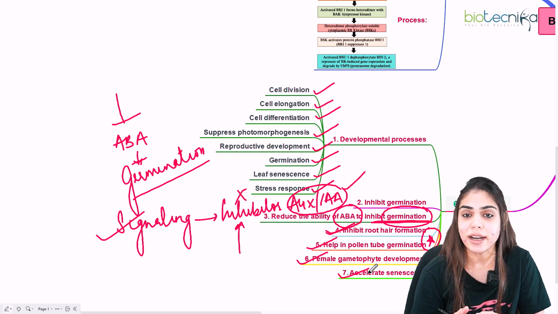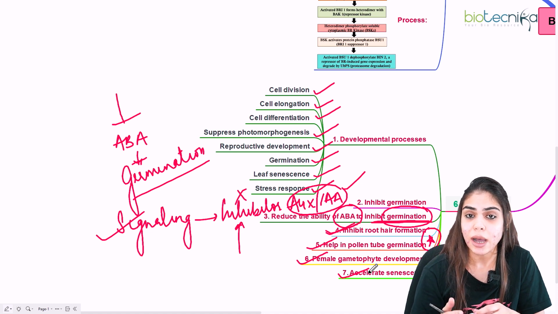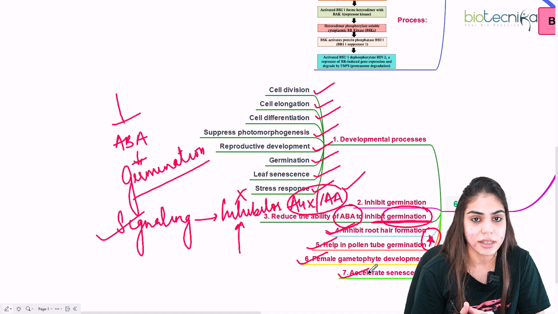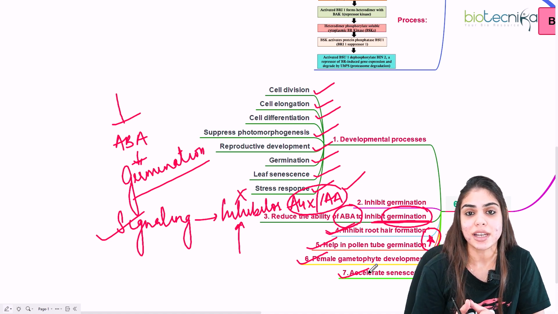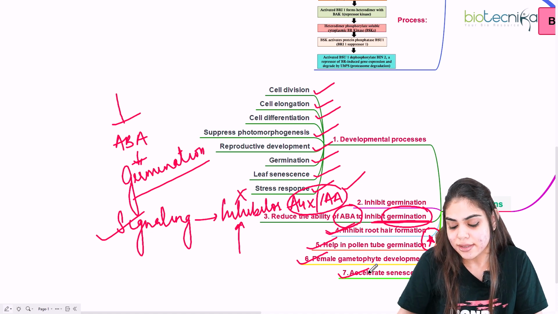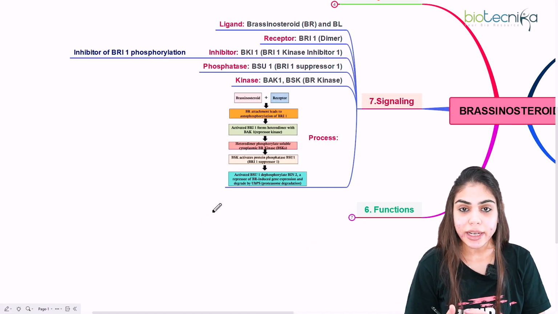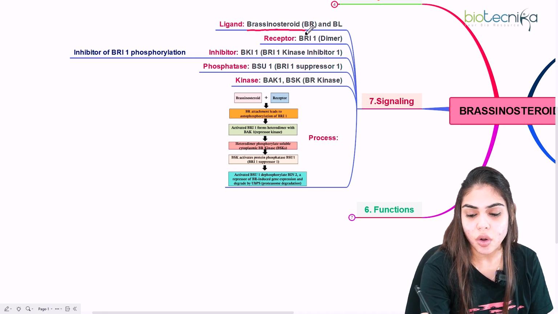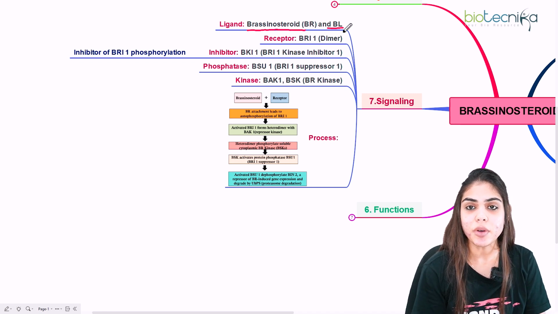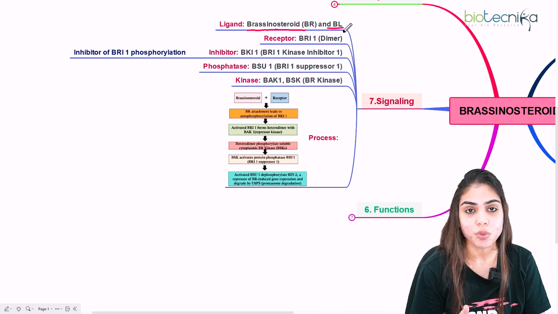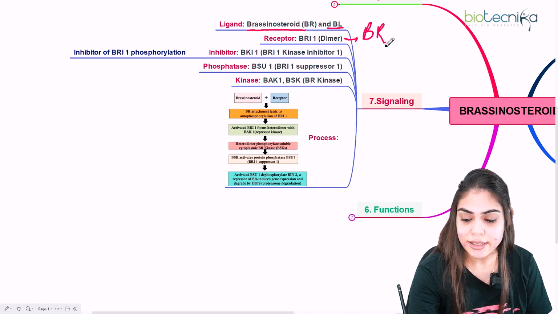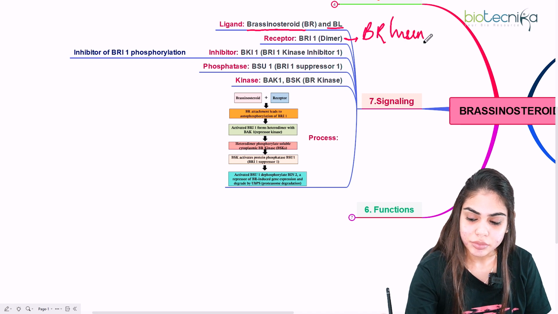So last we'll understand the signaling mechanism, how this brassinosteroid induced response is shown in the plant cell. This is how we have to study the signaling mechanism of this phytohormone. So let's understand that. Now, what's the name of the ligand in this signaling pathway? It's brassinosteroid, that is BR or BL. What's the name of the receptor? It is BRI1, which is also called brassinosteroid insensitive 1.